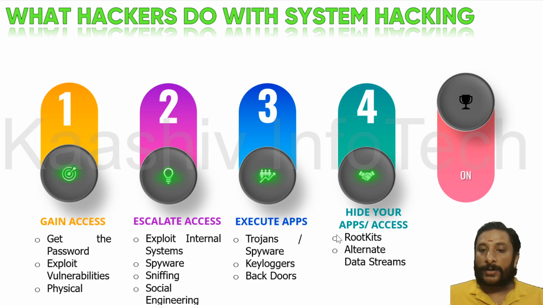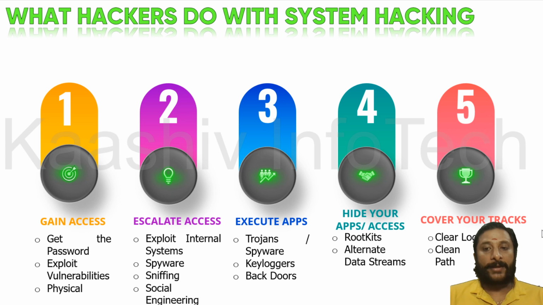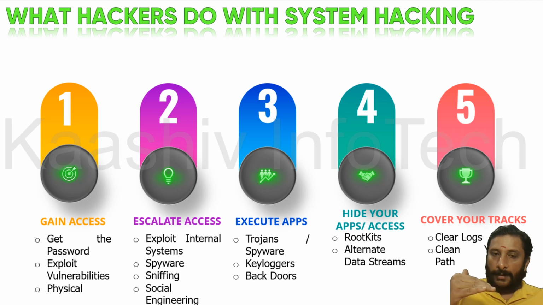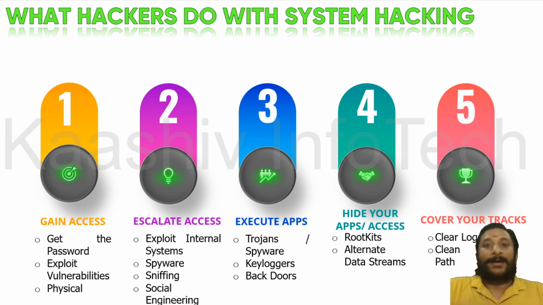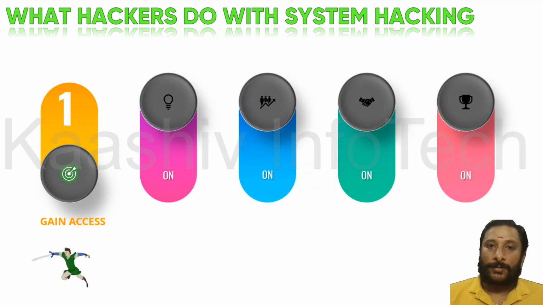They'll be using rootkits or alternate data streams. And finally, cover your tracks. Remove all the tracks so that no one can find you, clearing the logs and clearing your path. This is how a hacker works during system hacking: gain access, escalate the access, execute the apps, hide your apps and cover your tracks. This is how the steps go.